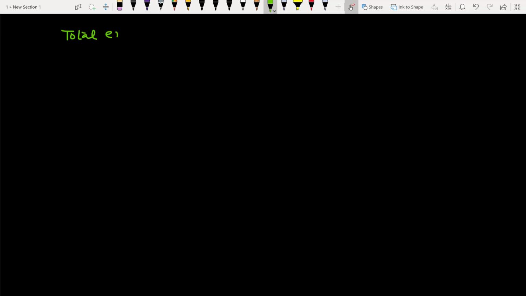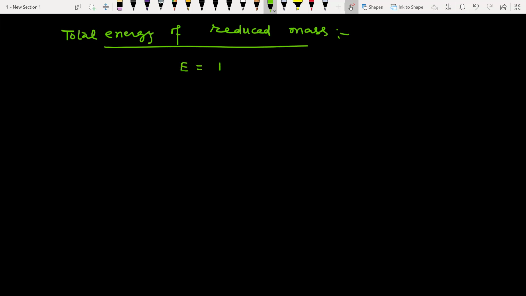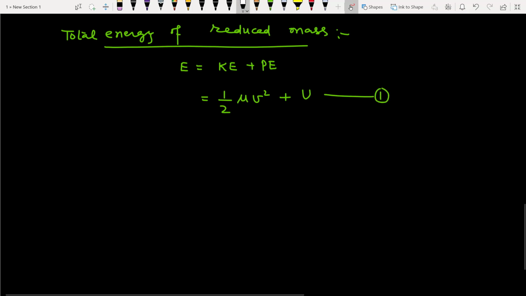Total energy of a reduced mass system. As we know, total energy is equal to kinetic energy plus potential energy. So kinetic energy is half mu v square. Mu is the reduced mass, v is the velocity of the reduced mass. We represent potential energy by the symbol capital U.